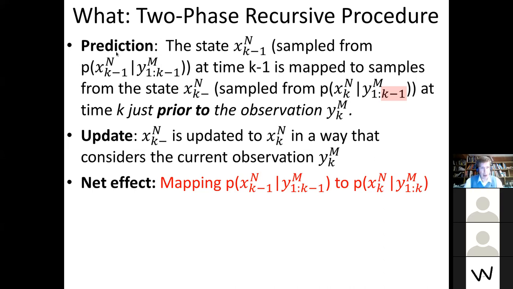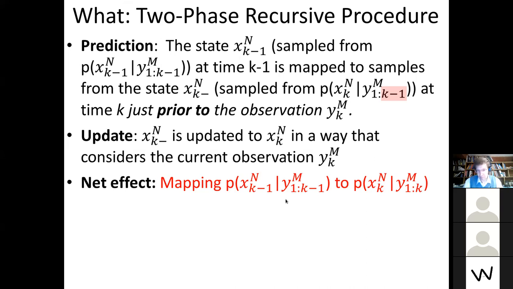So between these two steps, prediction step and update step, the prediction step brings us from the state at x sub k minus one, as we estimated, to the cusp of k, not taking the new observation into account. And then in the update, we take the new observation into account to get an estimate at time k that includes that new observation.